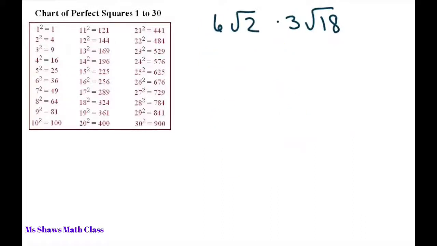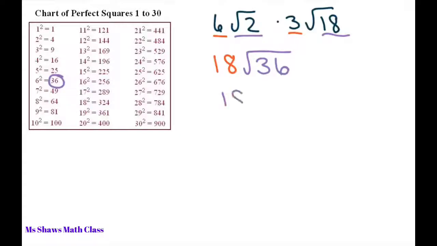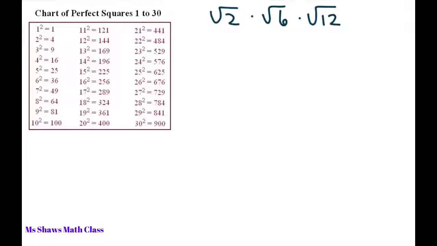The next one, let's break this up. If you want, we could just go ahead and multiply our constants, which is 18. And then multiply our radicals, since they're both the same, 2 times 18 square root of 36. Square root of 36 is 6, so we have 18 times 6. And 18 times 6 is going to be 108, if I did that right. All right. Next one.